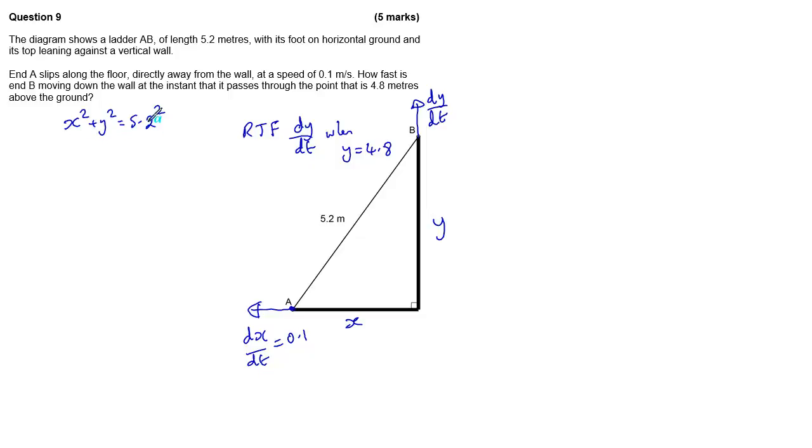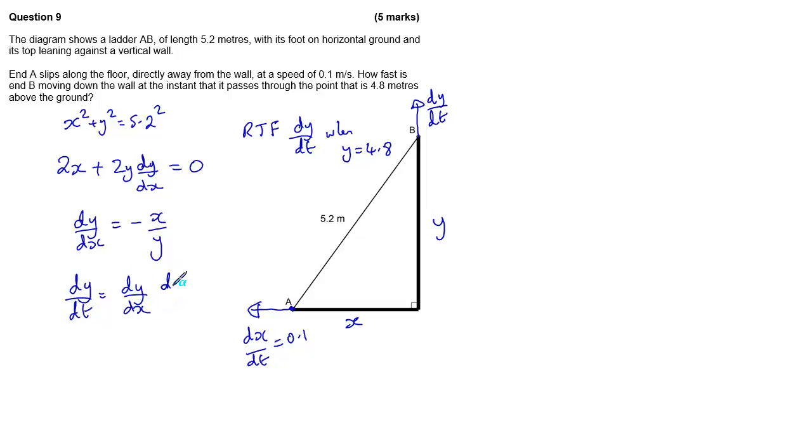If we differentiate this, and remember you could do this implicitly, we get 2x plus 2y dy dx is equal to 0. Rearranging that gives me dy dx is equal to negative x over y. And dy dt would be equal to dy dx multiplied by dx dt. So in other words, dy dt would be equal to negative 0.1 x over y.